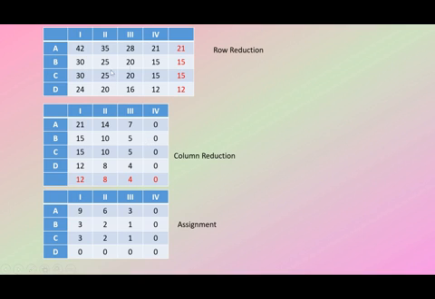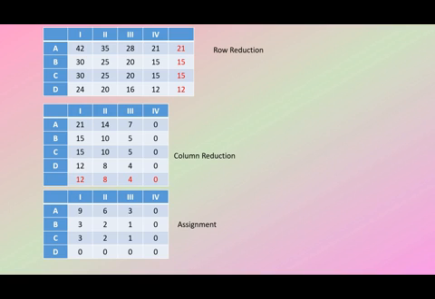Because these two rows are the same values, we'll get 15, 10, 5 and 0. Coming to the last row, 24 minus 12, 12; 20 minus 12, 8; 16 minus 12, 4; 12 minus 12, 0. So we have got the result of row reduction.